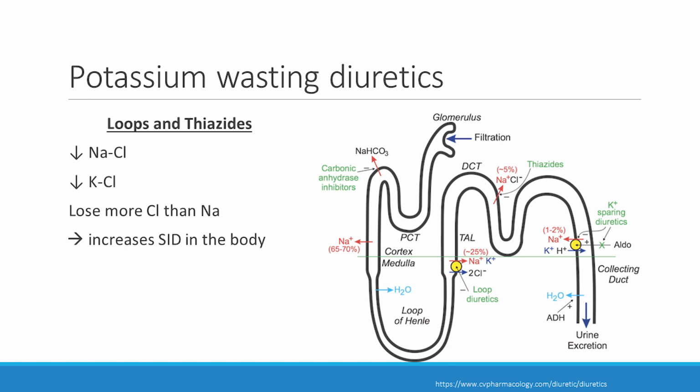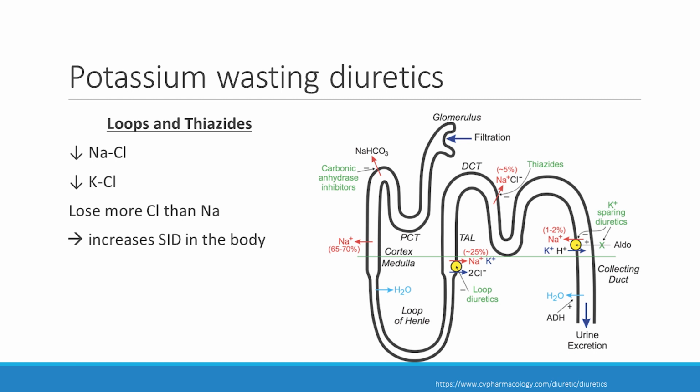But they are potassium wasting. So the potassium is going to get excreted out and it's going to be attached to chloride. And so you're going to be losing more chloride than sodium. And because of that, it increases the SID in the body. The difference between the sodium and the chloride is going to widen in the body. And this happens for everybody. If you give somebody enough loop diuretic over time, everyone will widen out their SID. Everyone will trend towards an alkalosis.